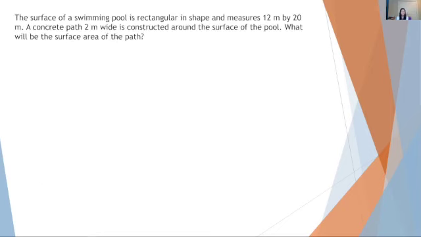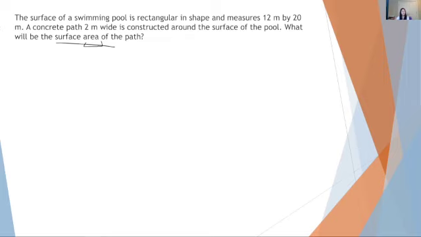We're going to be talking more about area here. Surface area here just means area, so you can ignore the surface. The surface of a swimming pool is rectangular in shape and measures 12 meters by 20 meters. A concrete path 2 meters wide is constructed around the surface of the pool. What will be the surface area of the path?